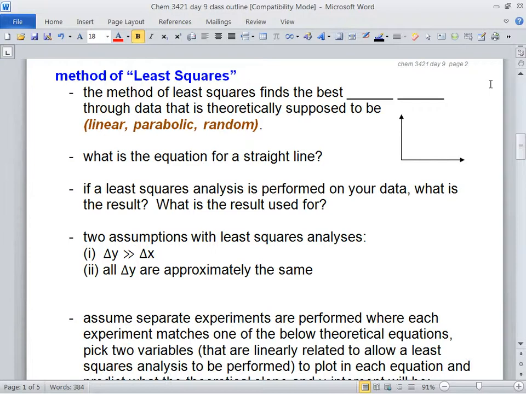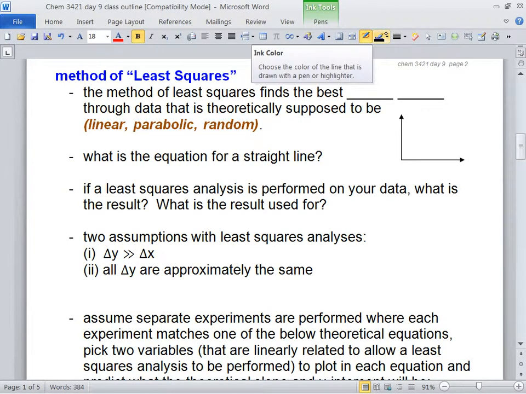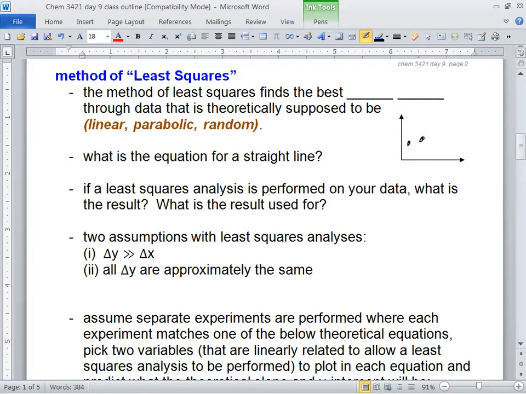The method of least squares finds the best blank through data. The best what? What do you think I'm trying to say? All right, so you might have a bunch of data. Now that may or may not be linear, but the method of least squares is going to find the best straight line through there.